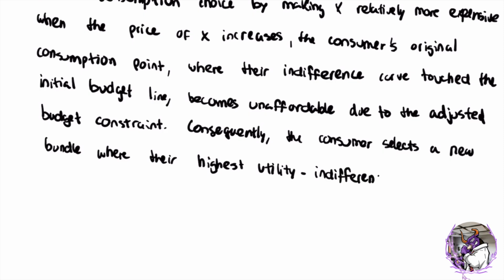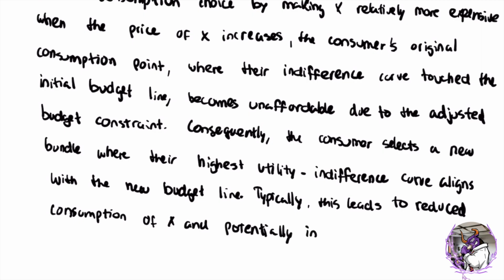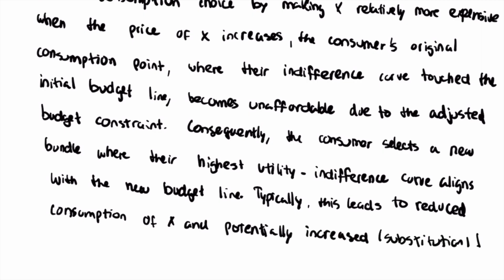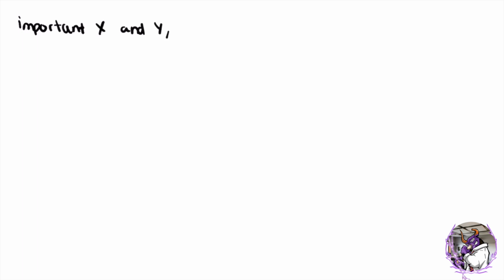Consequently, the consumer selects a new bundle where their highest utility indifference curve aligns with the new budget line. Typically, this leads to reduced consumption of X and potentially increased consumption through the substitution effect, or unchanged consumption of Y, depending on how important X and Y are in the utility function.